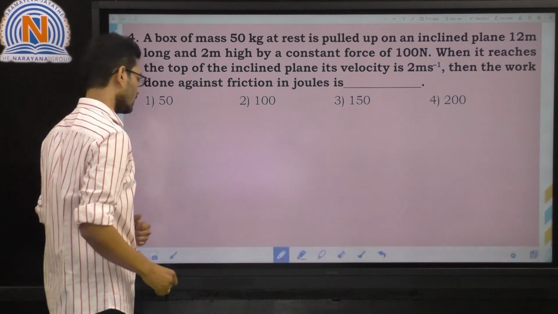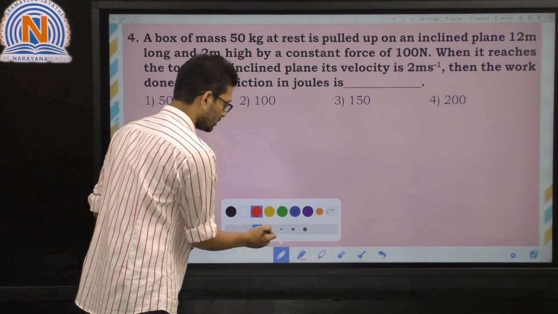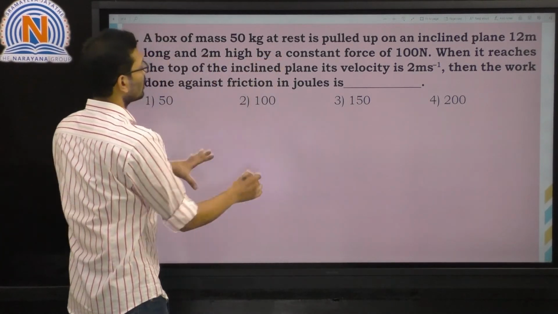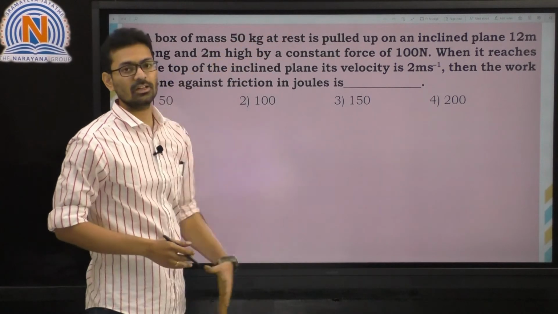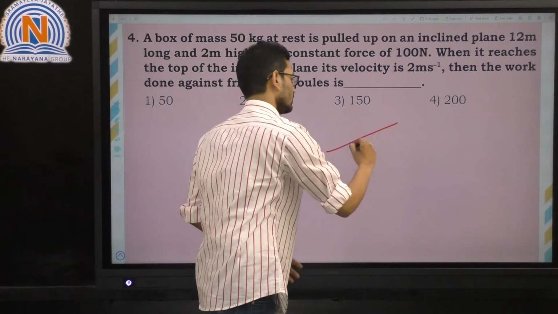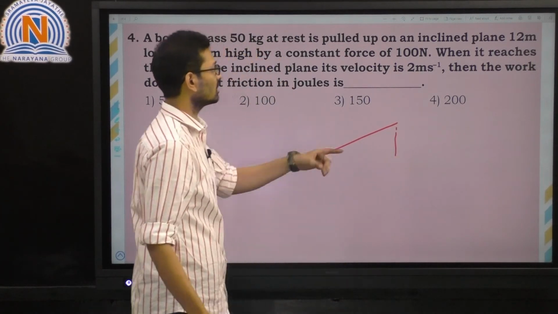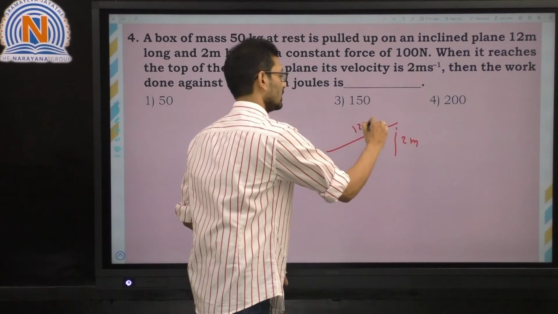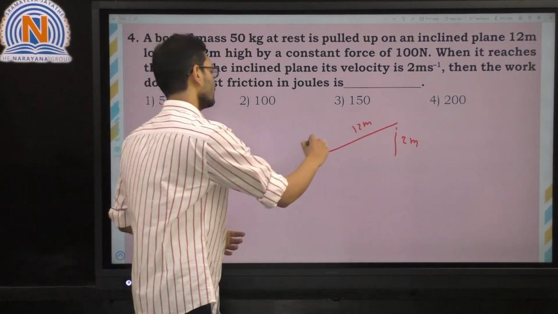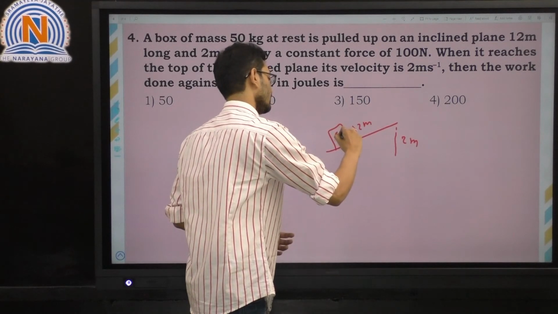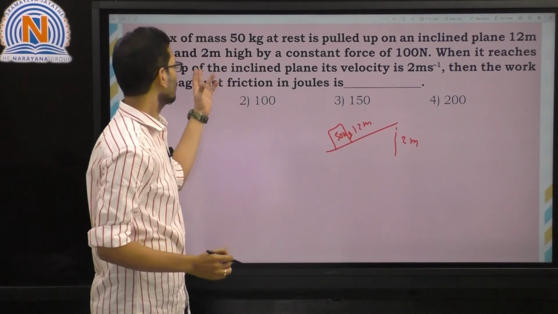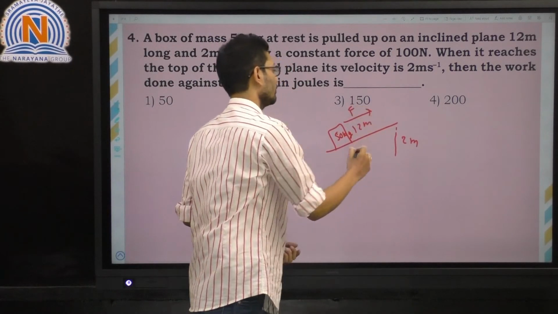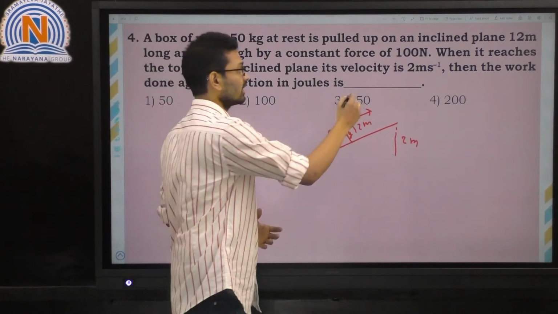Now let us try to analyze this question. You will find that there is a body of mass 50 kg and it is pulled up an inclined plane. The inclined plane length is 12 meters, and it is at a certain height of 2 meters. This is 2 meters height, and this is 12 meters length. And you have an object of 50 kg, and you are pulling it up. With what force are you pulling it? You are pulling it with 100 newtons of force.